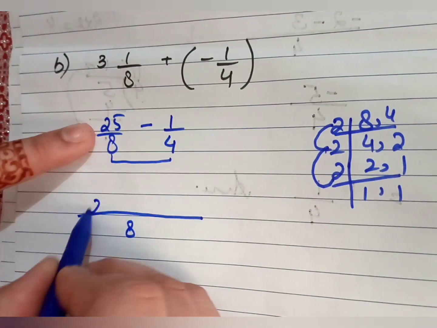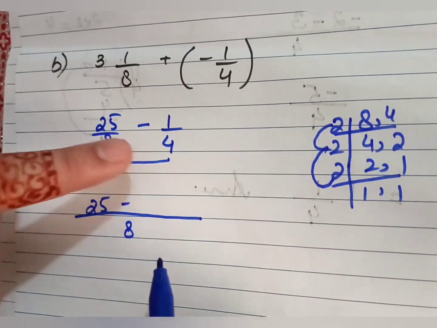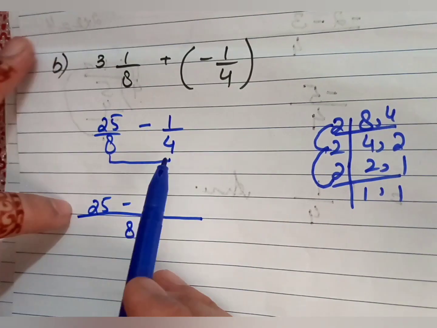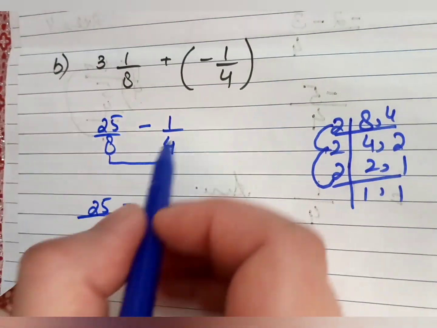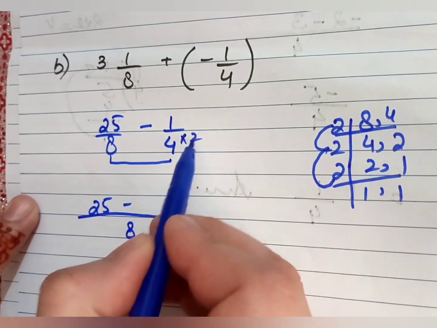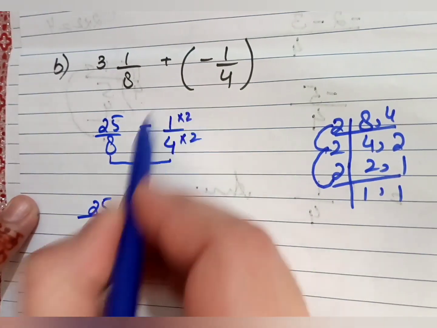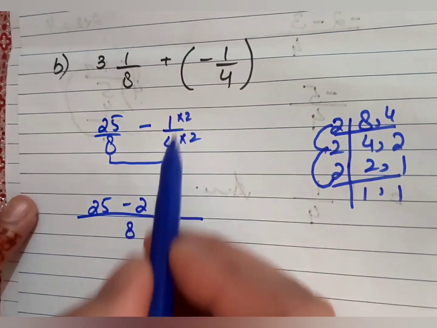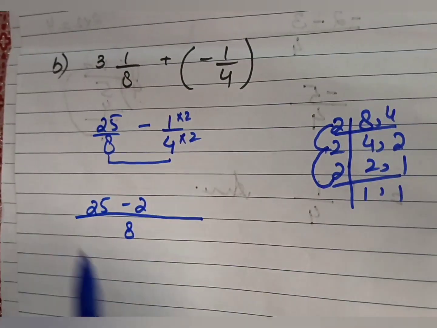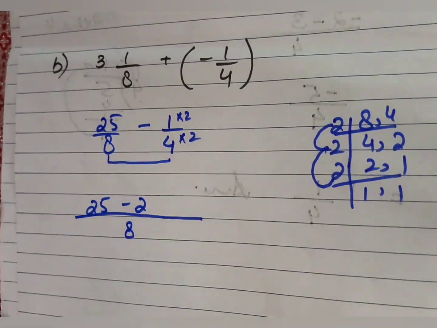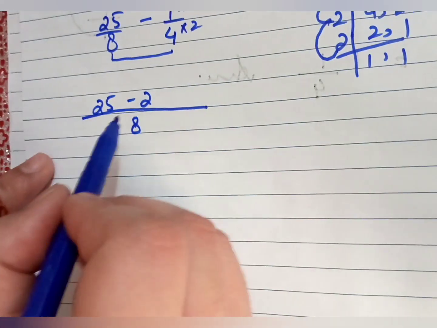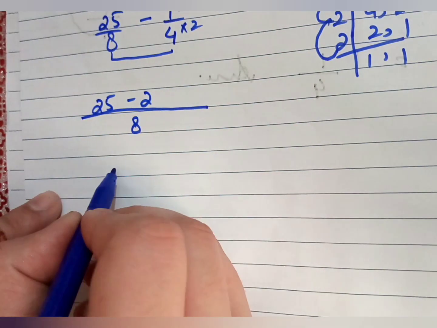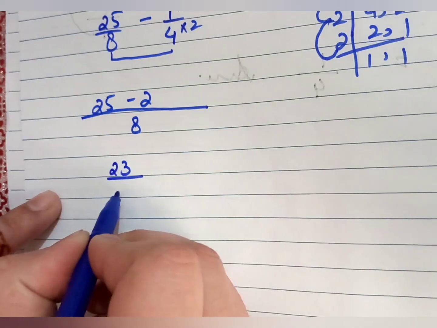So write the 25 as it is. Now next is 4. You have to make this 4 into 8. The number we multiply 4 by to become 8 is 2. 4 2s are 8. Multiply that 2 also with the numerator of this fraction. So 2 1s are 2. We have to write this 2 in the numerator place. Now 25 minus 2, we will get 23 by 8.